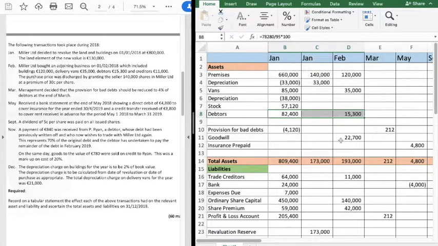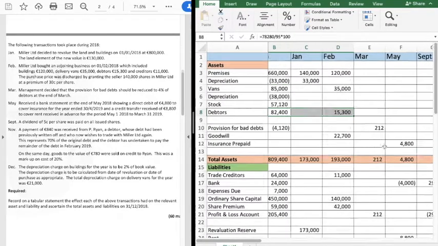If we have our negative 4,120 plus 212, then it becomes our correct provision, which is 3,908. That's why we've increased it here, and it then goes below into our profit and loss account. So we're increasing the liability of 212. So that's it for March.